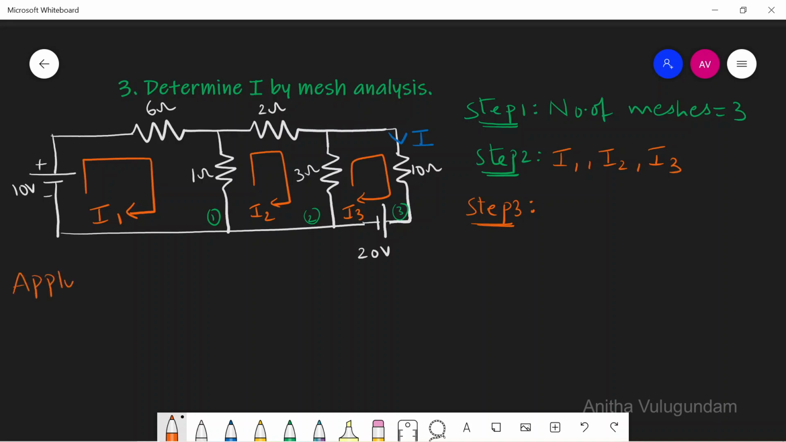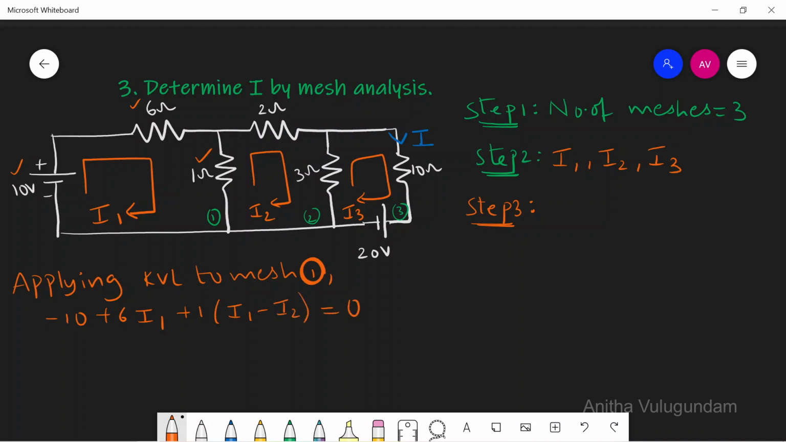Applying KVL to mesh 1. Let us start with 10 volts here. Minus 10. Next voltage drop across 6 ohm plus 6 into I1 plus voltage drop across 1 ohm plus 1 into I1 minus I2 equal to 0. I can rewrite this equation as 7I1 minus I2 equal to 10. Let this be equation number 1.